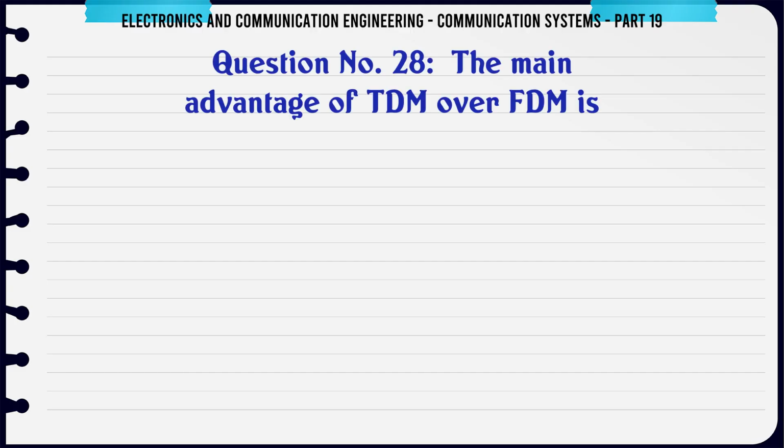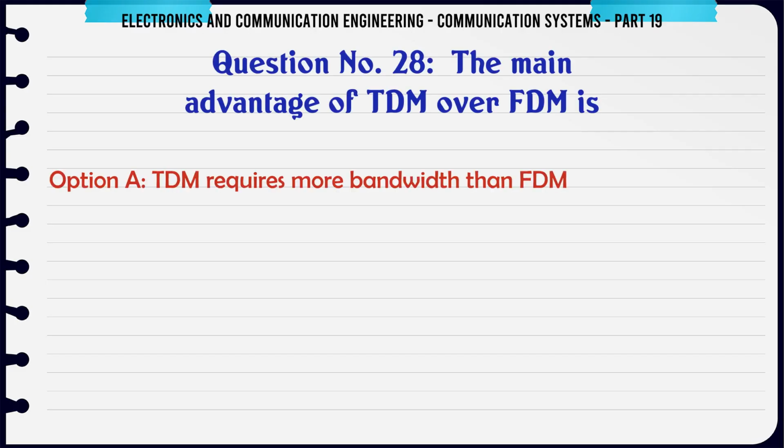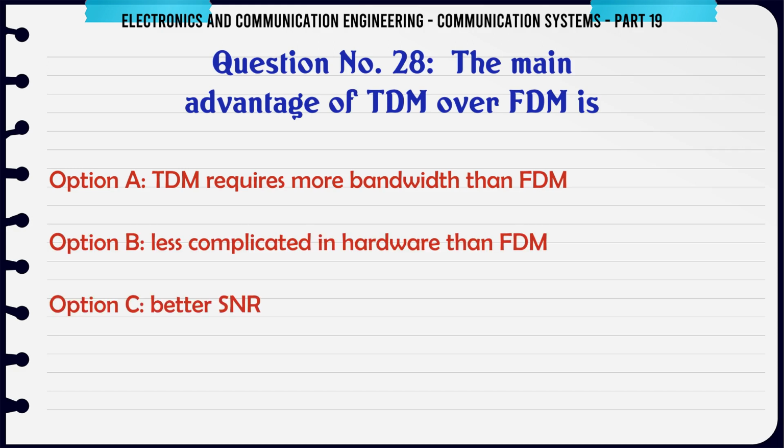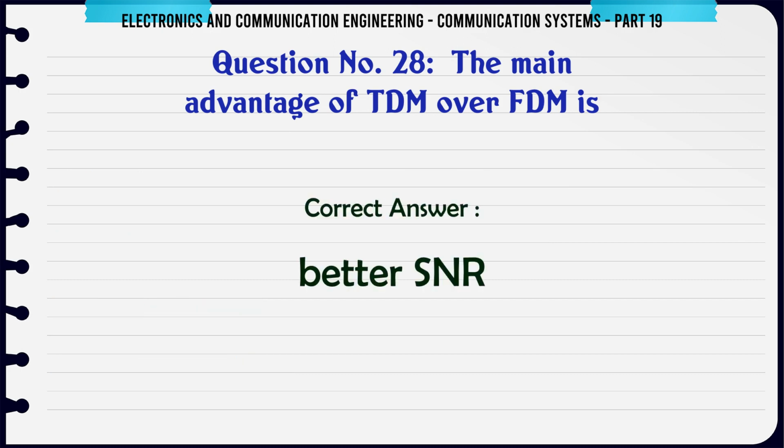The main advantage of TDM over FDM is A. TDM requires more bandwidth than FDM, B. less complicated in hardware than FDM, C. better SNR, D. required filter. The correct answer is better SNR.